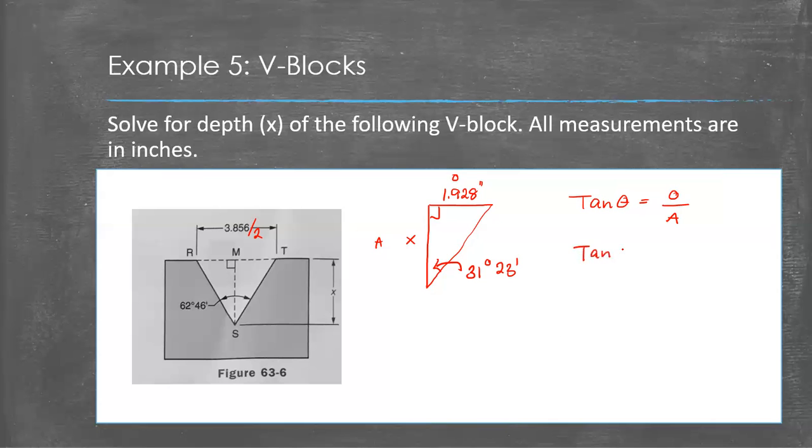So the tan of 31 degrees, 23 minutes is equal to 1.928 inches divided by X. Now this is the one where they trade places. What we're looking for is on the bottom. So we're going to have X equals 1.928 divided by the tan of 31 degrees, 23 minutes. You may want to put this in your calculator in 2 steps. You don't have to.